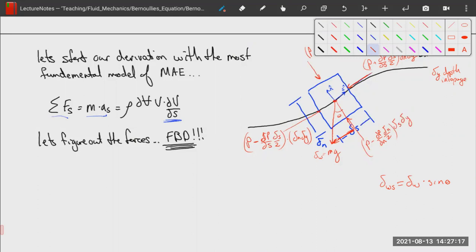Cool. So we have our free body diagram. Let's plug stuff into our sum of our forces. So we have the sum of our forces in the streamwise direction. This is equation 1, so 1 to 2.